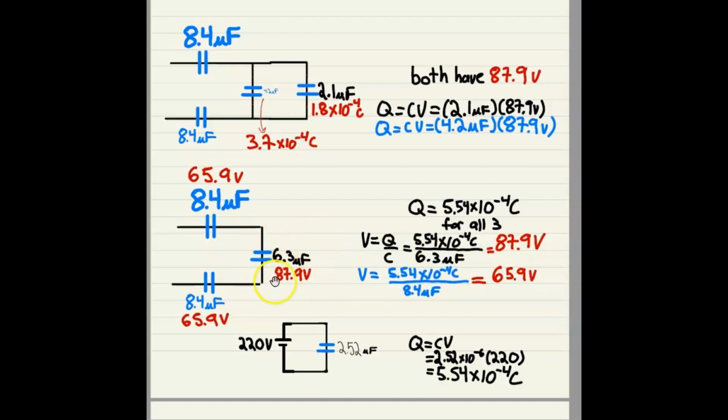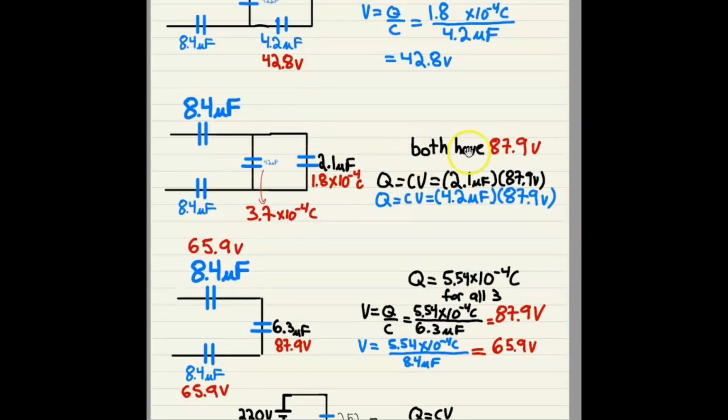Now, this capacitor decomposes into two parallel capacitors. And I know parallel capacitors have the same voltage, so both of these two capacitors have 87.9 volts across them. How do I get the Q? Q is equal to CV. I know the C's, so 2.1 microfarads times the voltage, 4.2 microfarads times the voltage. That gives me 1.8 times 10 to the negative 4 coulombs here, and 3.7 times 10 to the negative 4 coulombs here, and they both have 87.9 volts.